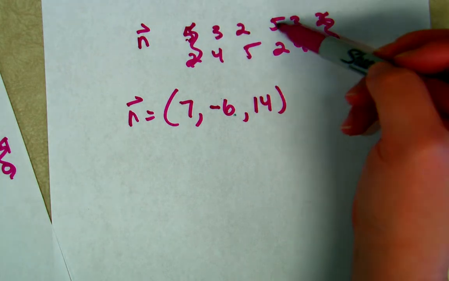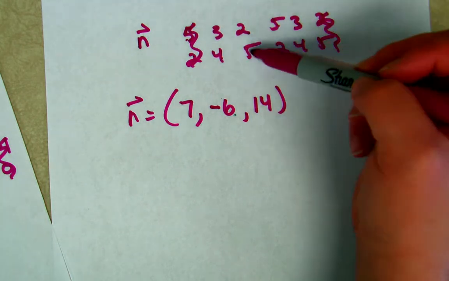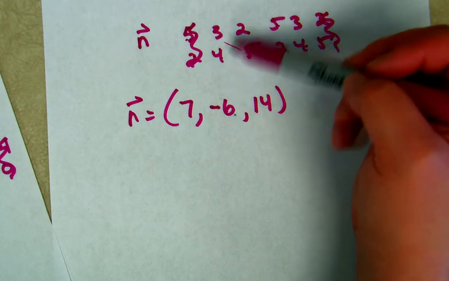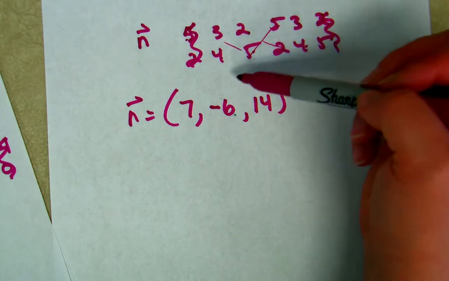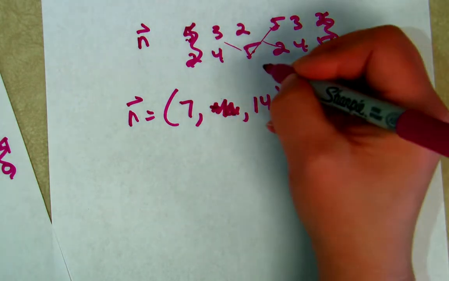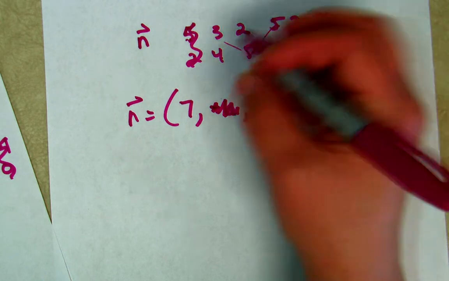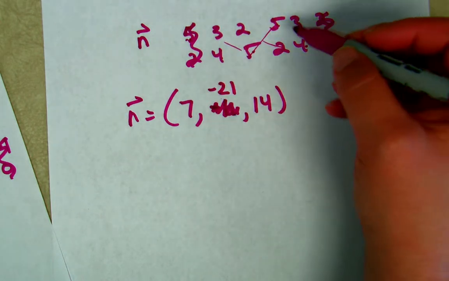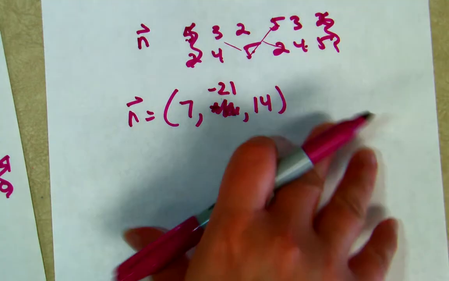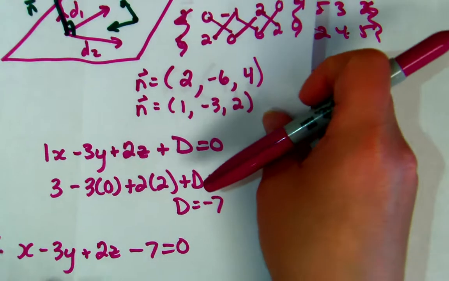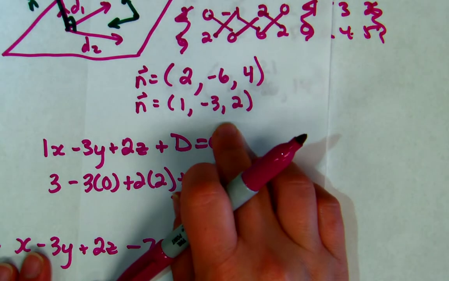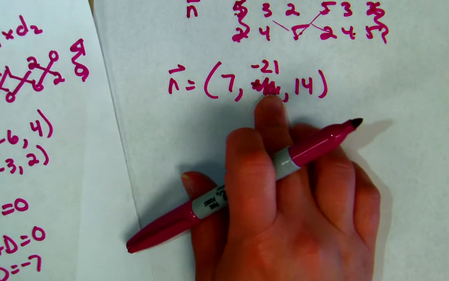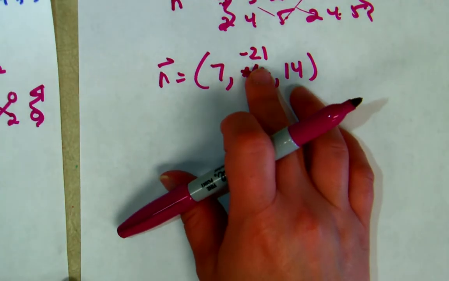5, 3, 2, 5, 3, 2, 2, 4, 5, 2, 4, 5. 15 minus 8 is 7. 4 minus 25. There we go. 4 minus 25 is negative 21, and that will work, and now it's right. What I was doing is, because I know it's the same plane, I know I have to get a multiple of the normal, so I was thrown off a little bit because this was not working, and that's why I knew to kind of go back and check.